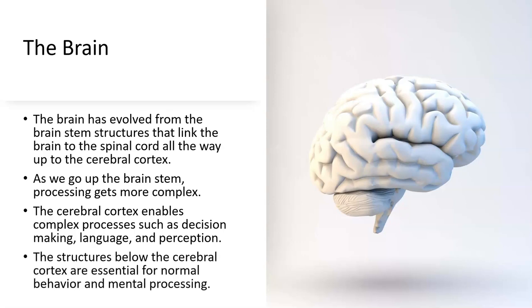The structures below the cortex are those things that are essential for life. So you have the basics of breathing and regulating heart and digestion and all of that. Without a brainstem, you're not going to be doing that. Those functions won't occur. But there's also real basic survival-related cognition.